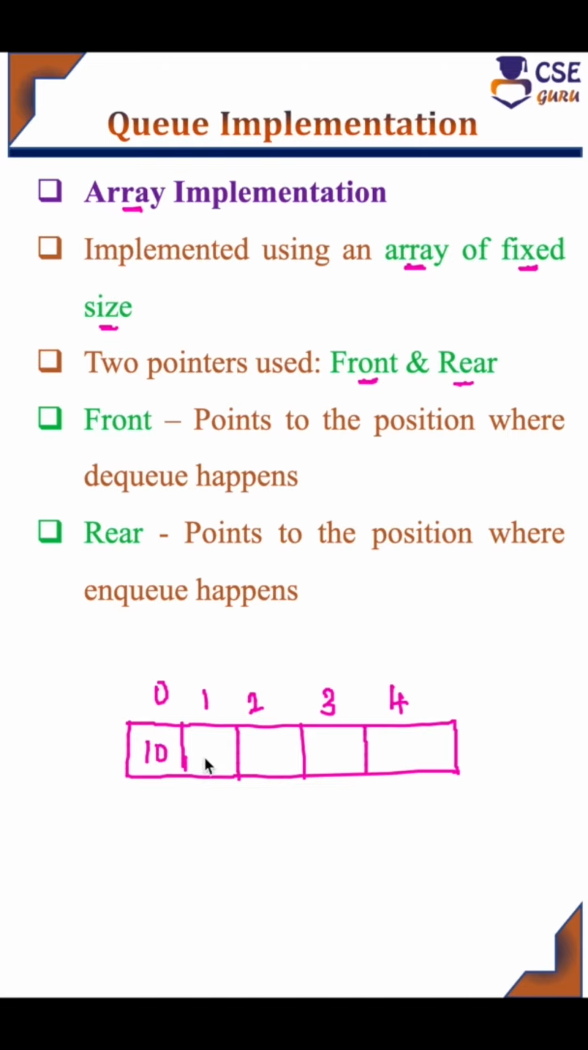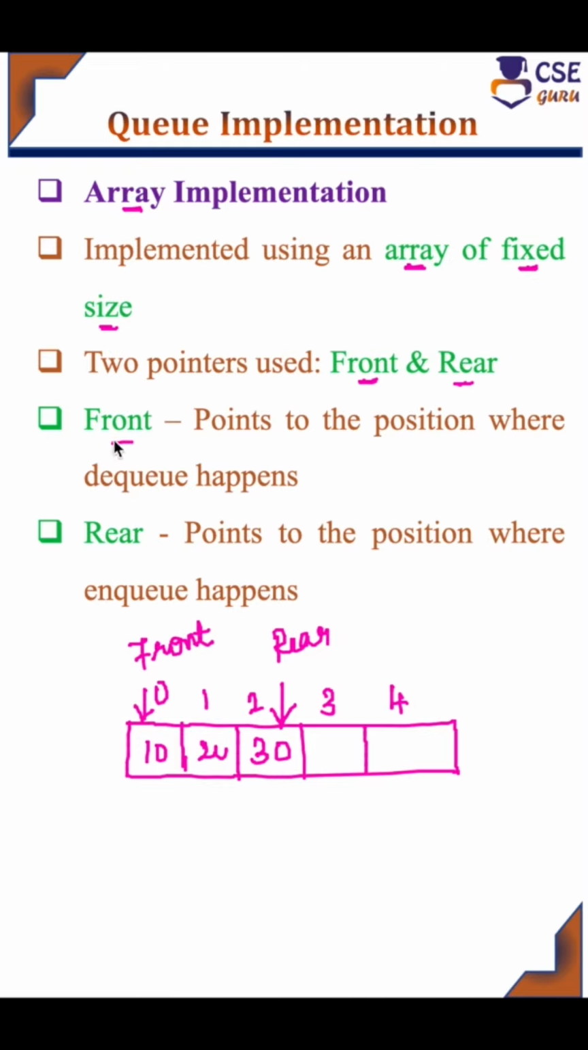And here, for example, I have placed 3 elements. Okay. And now the rear pointer will be pointed here. And what is the first element in the queue array? That will be pointed to by the front pointer. The last element that you have placed in the queue array is pointed to by the rear pointer.